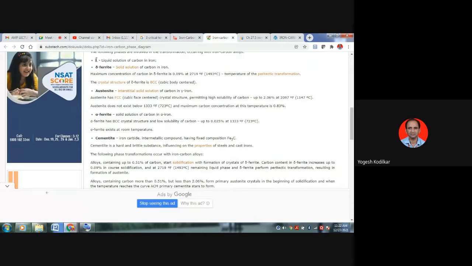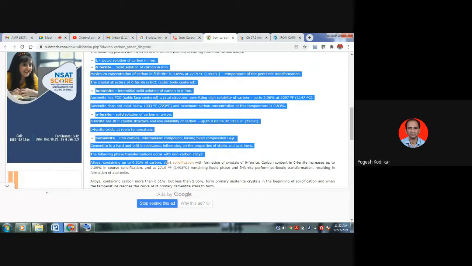Student, these are the different phases involved in the iron carbon equilibrium diagram. First is the liquid solution of carbon in iron, that is the liquid phase. Then the delta ferrite phase, or solid solution of carbon in iron.